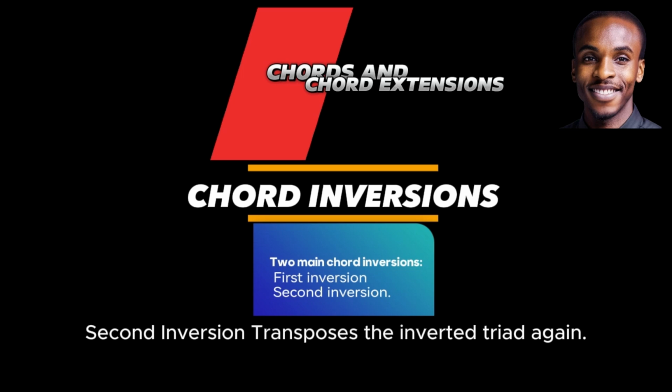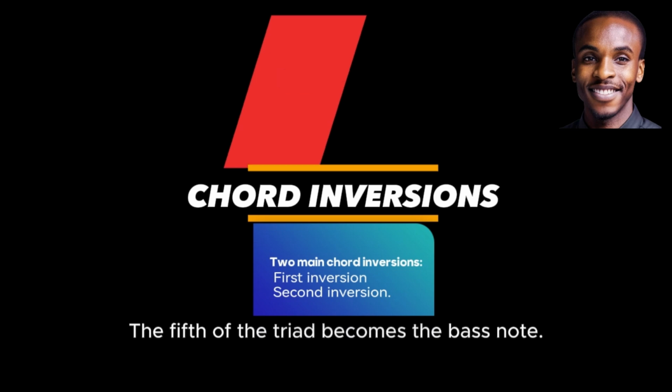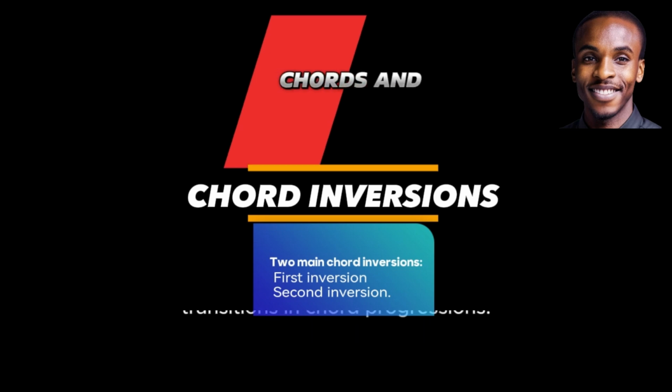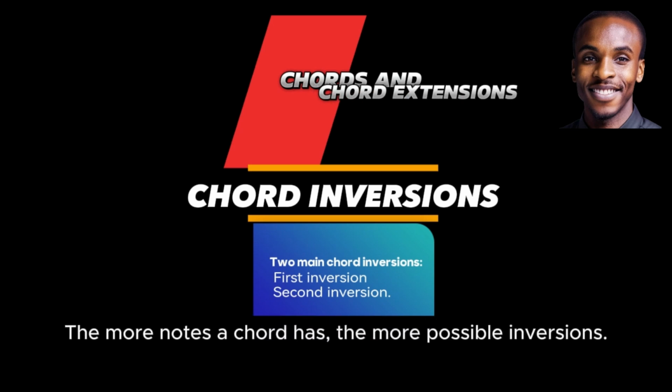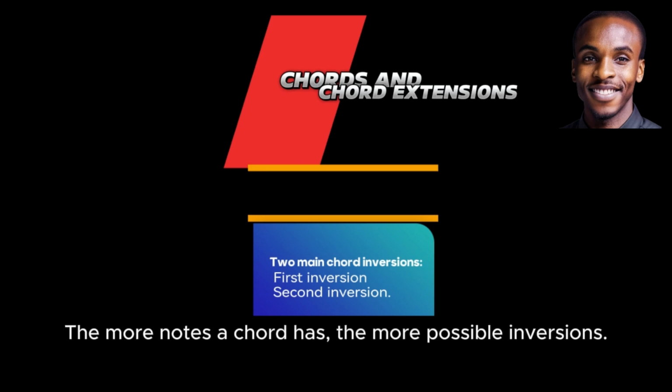Second inversion transposes the inverted triad again. The fifth of the triad becomes the bass note. Chord inversions add variation, excitement, and smoother transitions in chord progressions. The more notes a chord has, the more possible inversions.